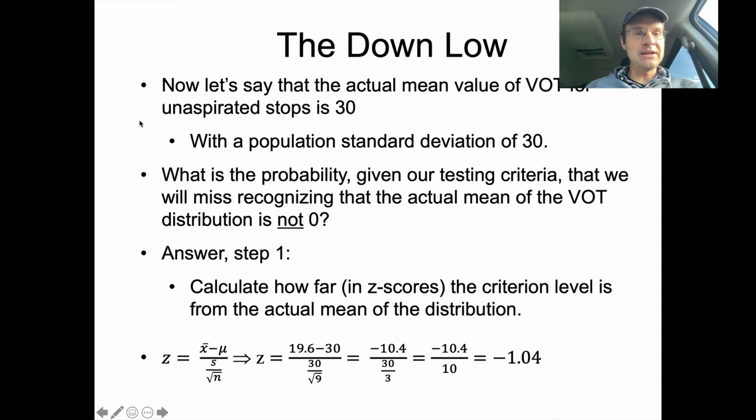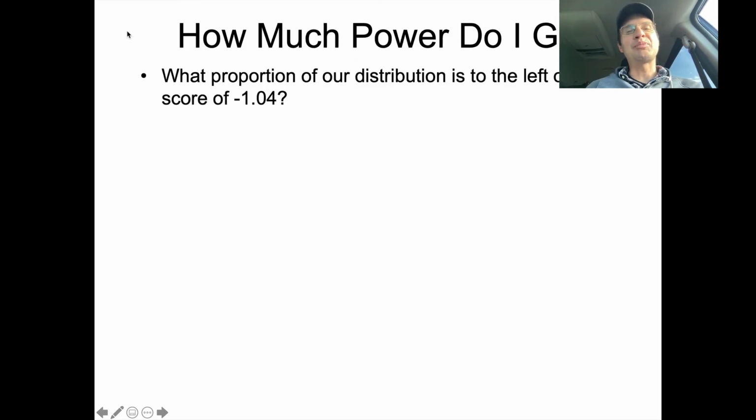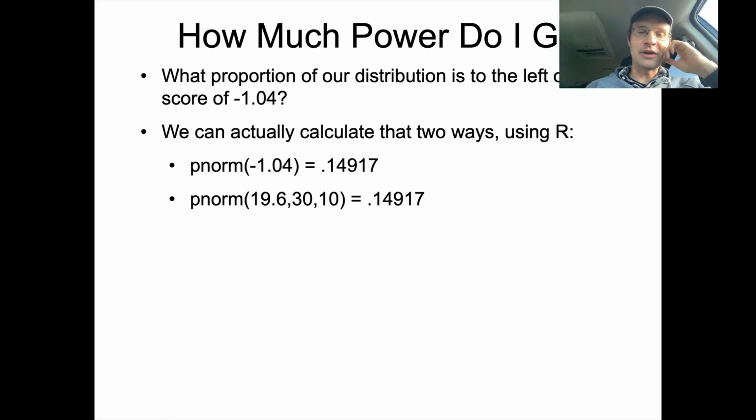Okay, what does that mean? Again, we're trying to calculate a probability here that we will miss recognizing that the actual mean of the VOT distribution is not 0. We know that our criterion line is at negative 1.04. So what proportion of our distribution is to the left of that? That'll give us that percentage, that likelihood measure that we're thinking about.